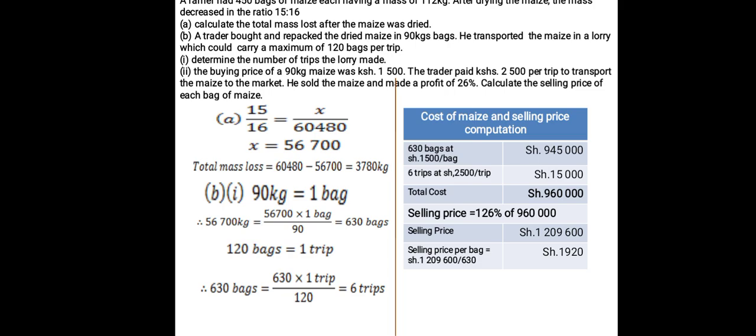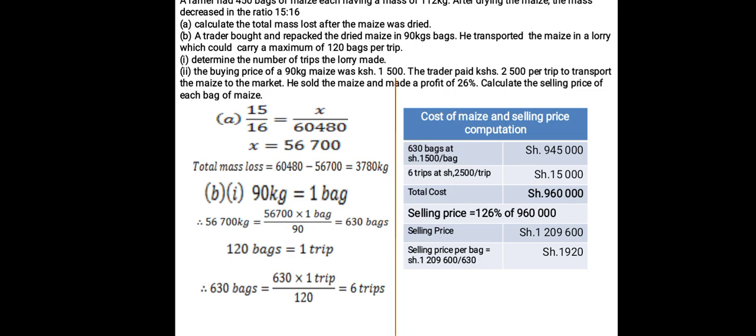Now, part B, you have been told a trader bought the maize that was dried and repacked it into 90 kilograms. Now, 90 kilograms of maize is equal to 1 bag. Now we have 56,700 kilograms. How many bags will that be? We shall divide 56,700 by 90, and we find that the bags will be 630 bags.